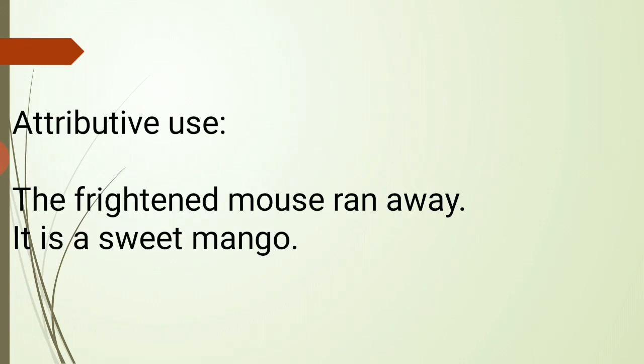Now an adjective may be used attributively or predicatively. First, you need to understand the attributive use of adjective. It is used attributively when it is used along with a noun. And in such cases, usually the adjective comes immediately before the noun. It describes or qualifies. For example, the frightened mouse ran away. It is a sweet mango. So over here, the adjectives frightened and sweet come along with the nouns mouse and mango, right? And they are coming immediately before the nouns mouse and mango to describe or qualify them.